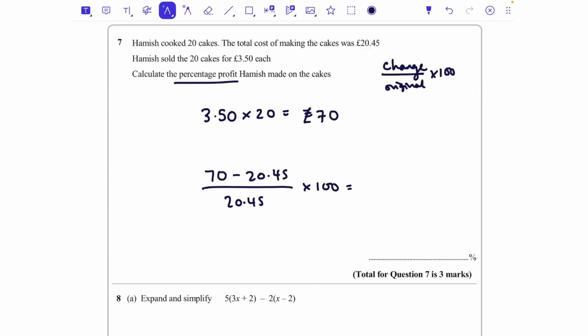And I am just going to type that in my calculator. So for the numerator, 70 take away 20.45 out of 20.45, and we're going to times that by 100, and that gives us an answer of 242.298. So round that to one decimal place, 242.3%. There we go. So that was the percentage profit he made. A good little investment, I would say.